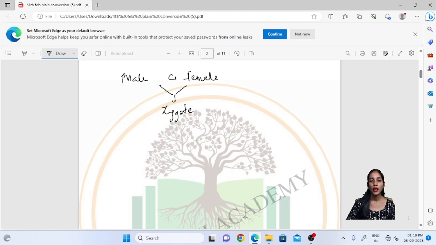Now this process of formation of the zygote by the fusion of the male and female gamete is called syngamy or fertilization.